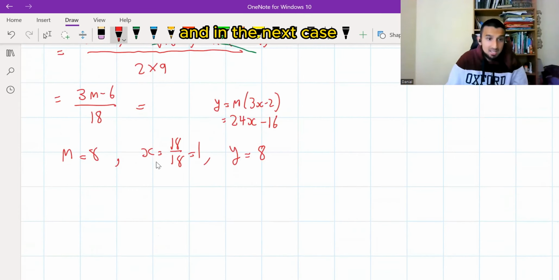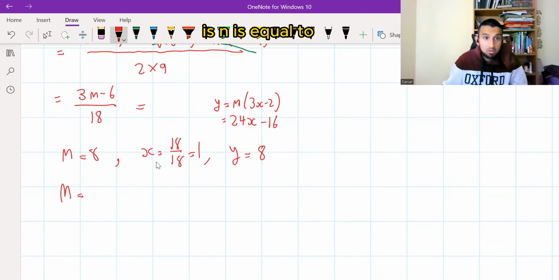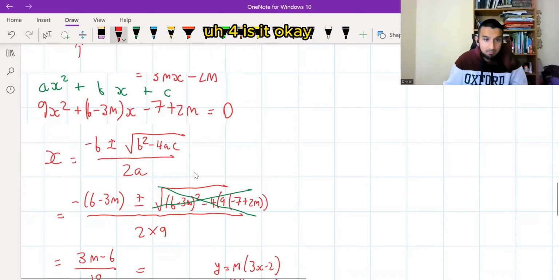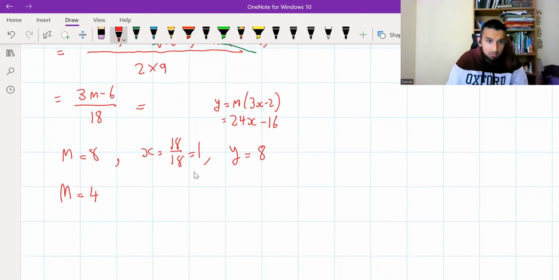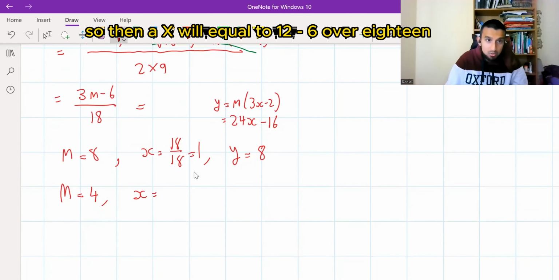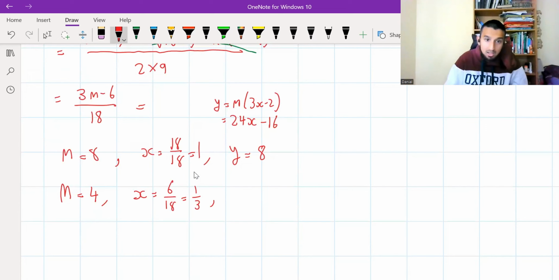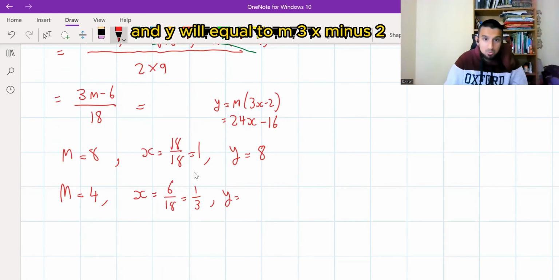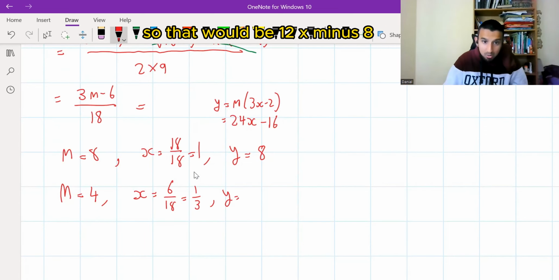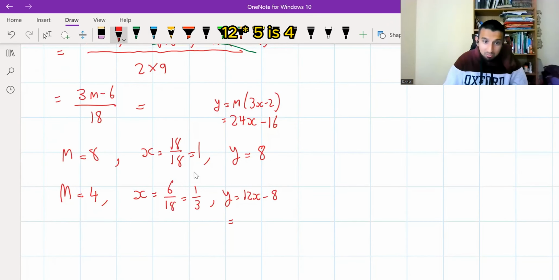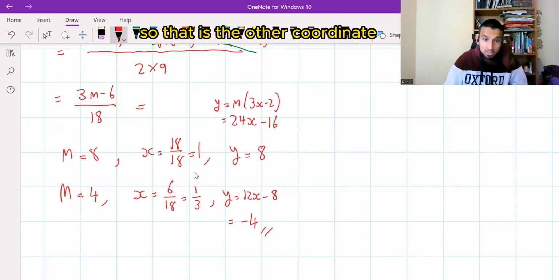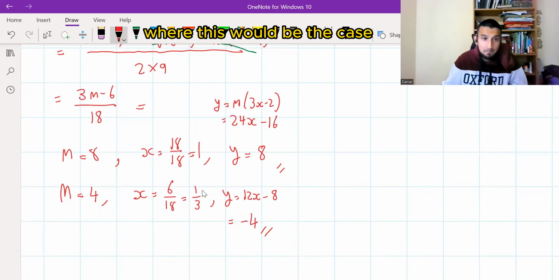Then the next case is m equals 4. So x will equal (12 minus 6) over 18, which is 6 over 18, which is a third. And y will equal m(3x minus 2), so that would be 12x minus 8. 12 times a third is 4, and 4 minus 8 is minus 4. So that is the other coordinate where this would be the case.